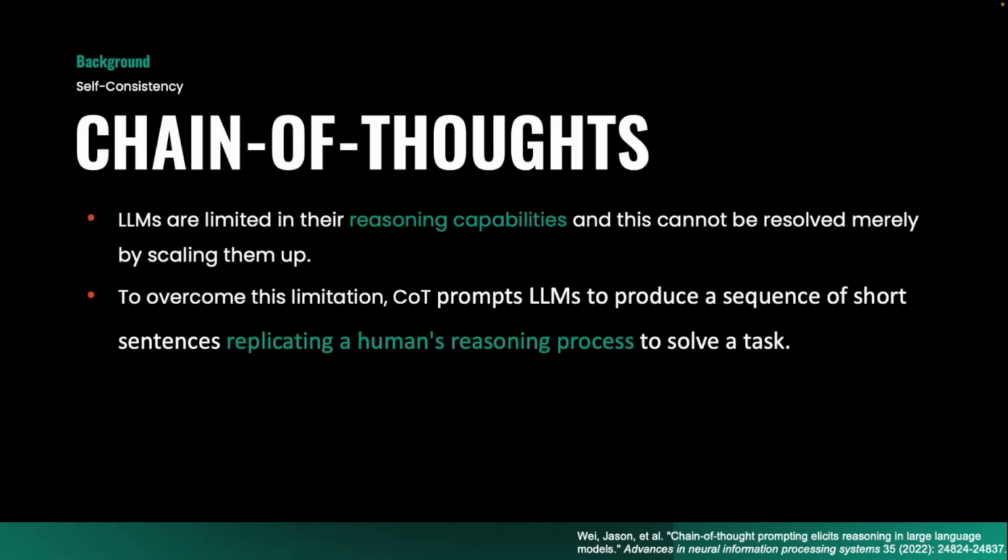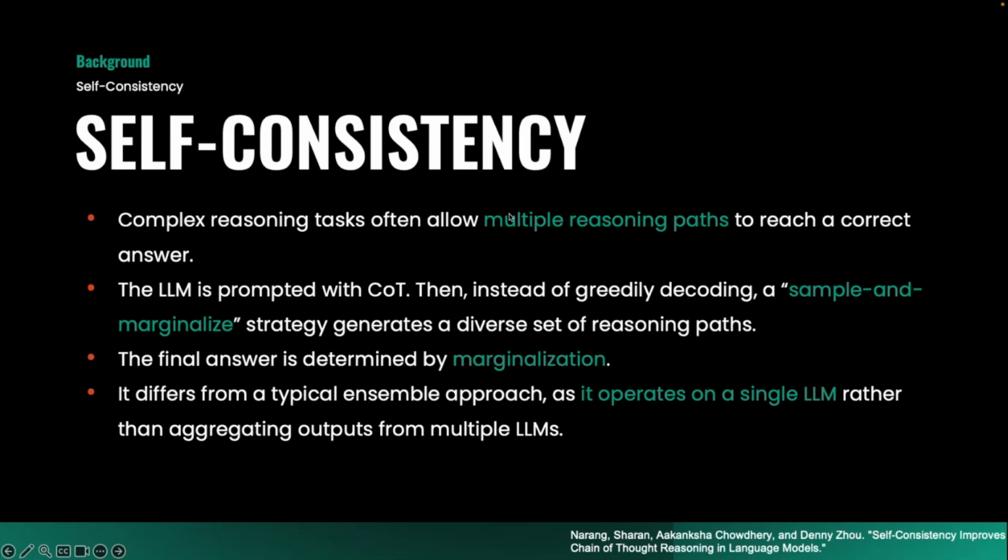Basically, we prompt the LLMs, and instead of requiring the final answer, we require a sequence of short sentences that somehow replicate the human reasoning process. So we go simply step by step. And this increases the performance on NLP tasks a lot. And chain of thought, named CoT, was also extended at ICLR 2023 into self-consistency.